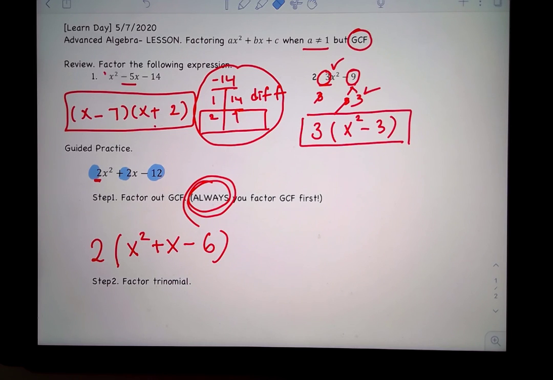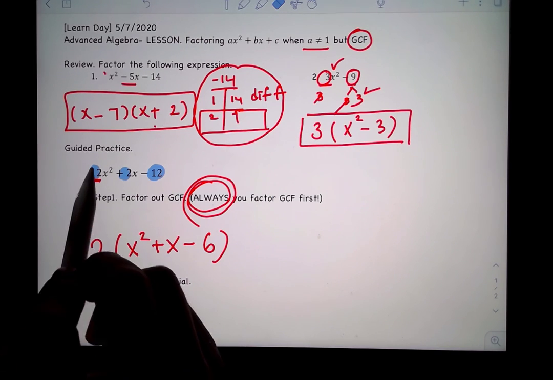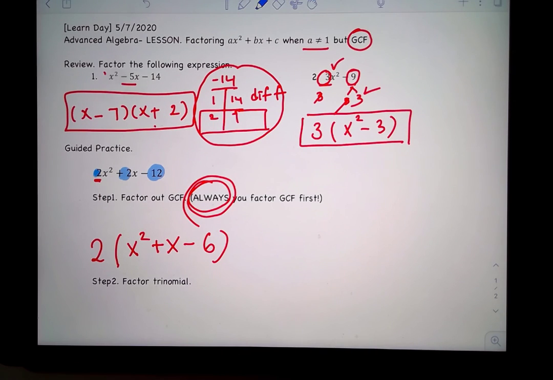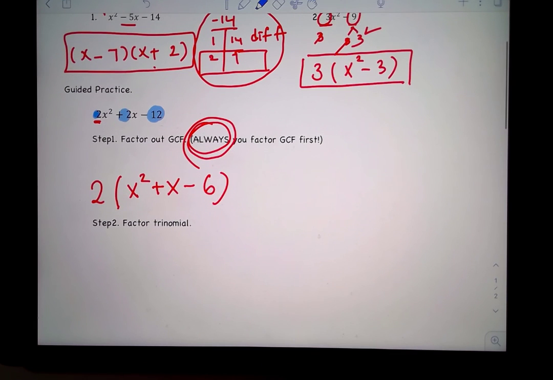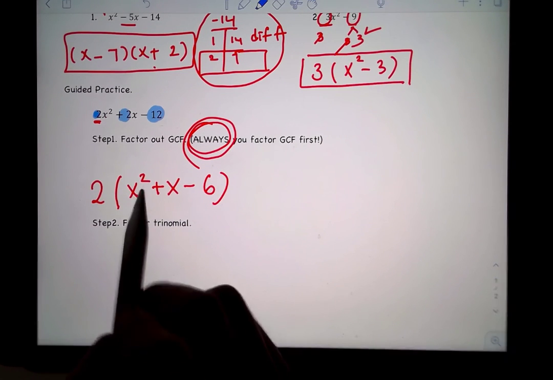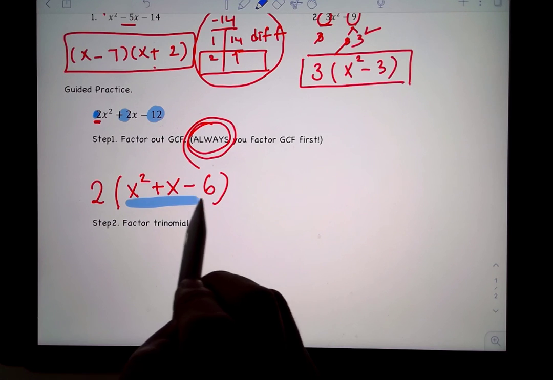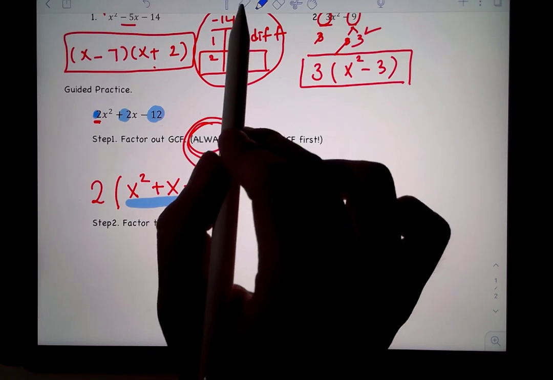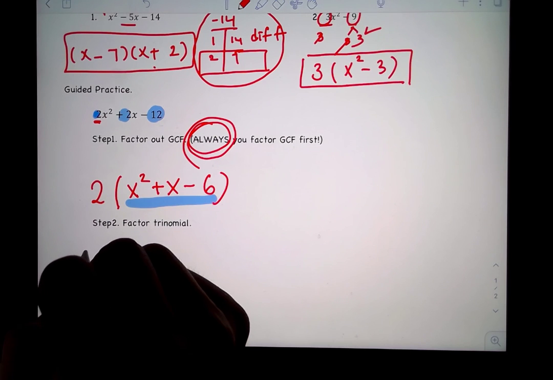So whenever you see that your A is not 1, you need to check, oh, is that my GCF or not? You need to check it first, all right? So you do this one, and then step 2, what? Now you factor inside. So the 2 you just forget for now, but you cannot get rid of it. Just keep it over here.